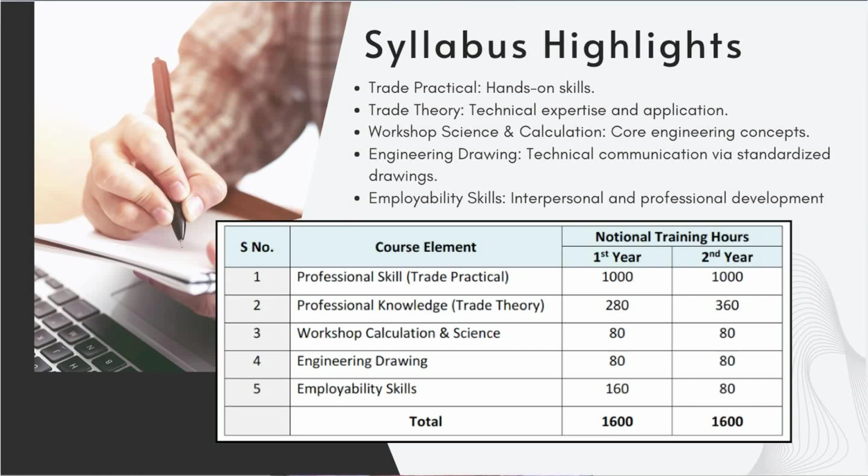So here you can see that the professional skills has about 1000 hours in the first year and the second year. The professional knowledge content has about 200 and 300 course content hours. Then the workshop calculation and science includes about 80 hours per year, and the engineering drawing includes again 80 hours in both years, and the employability skills includes more than 100 hours in the first year and also about 80 hours in the second year. So one has to complete about 1600 hours in each year.